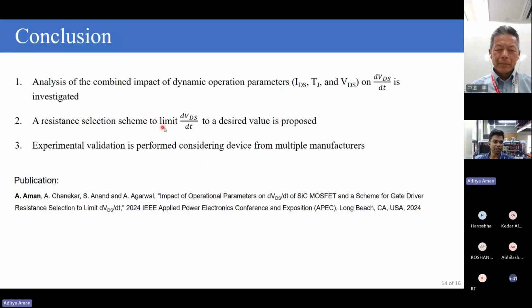So in this presentation, we have given a combined analysis of the combined impact of the operational parameters, that is the IDS, TJ, and VDS on dV/dt. We have then presented a scheme to figure out what should be the value of the resistance to limit the dV/dt to a desired value. And finally, we have presented experimental results to validate our deduced analytical deductions. You can find more details of this presentation in this publication of ours.